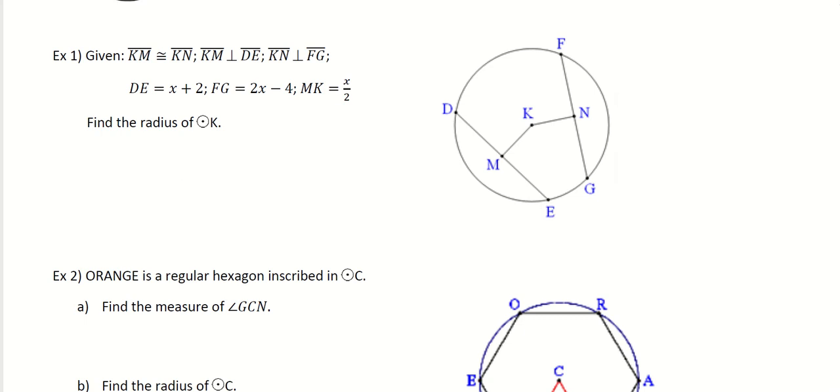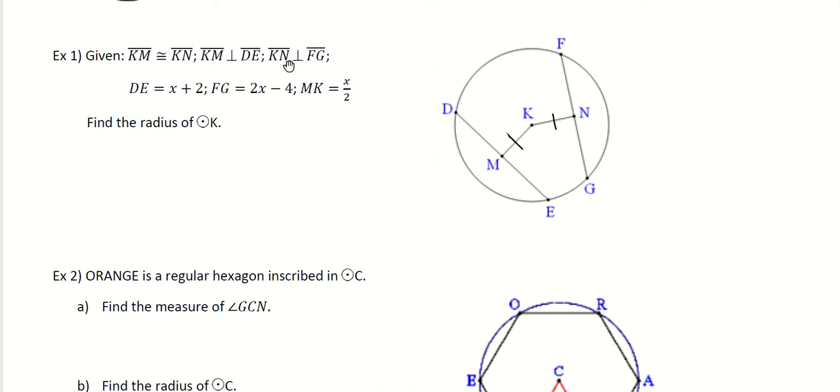All right, example 1. Pause the video and try this one out on your own. Given KM is congruent to KN, now that's not enough for us to know that these two segments are equidistant from the center. This next given information lets us know they're equidistant. KM is perpendicular to DE and KN is perpendicular to FG.